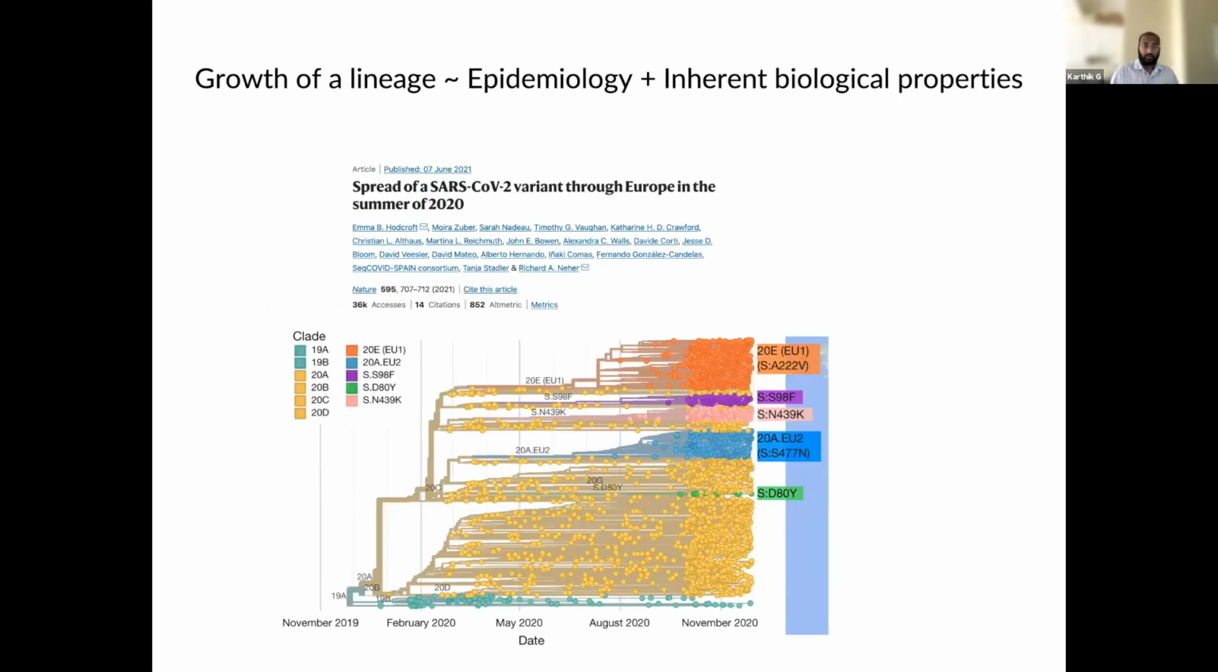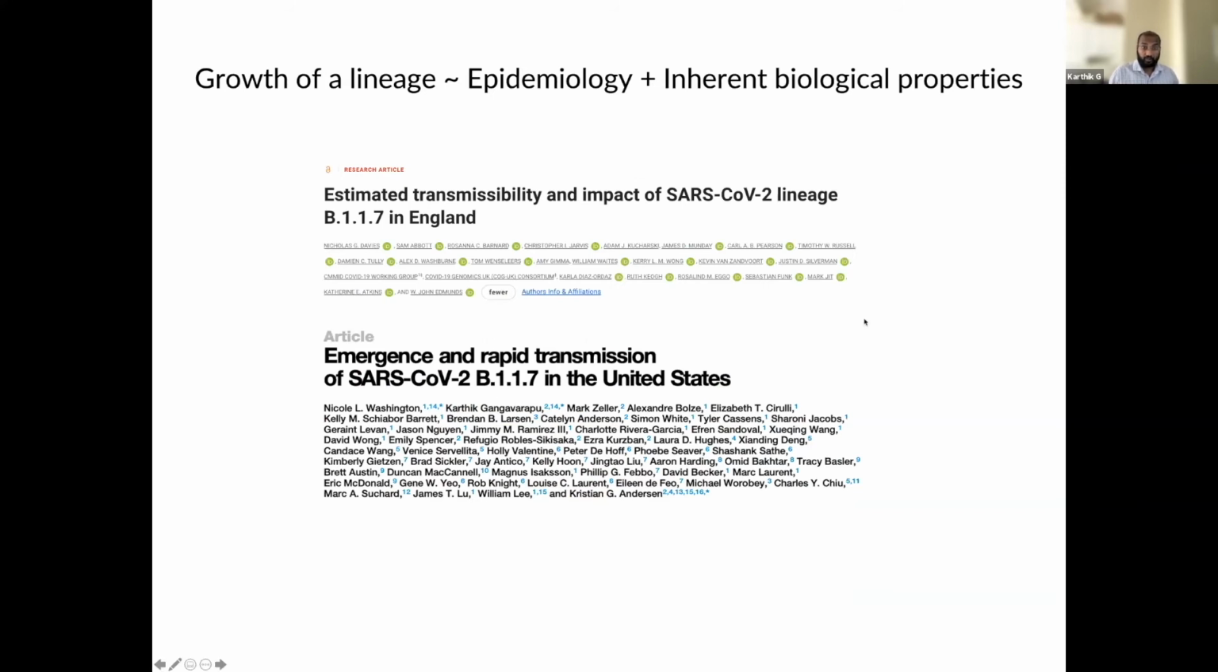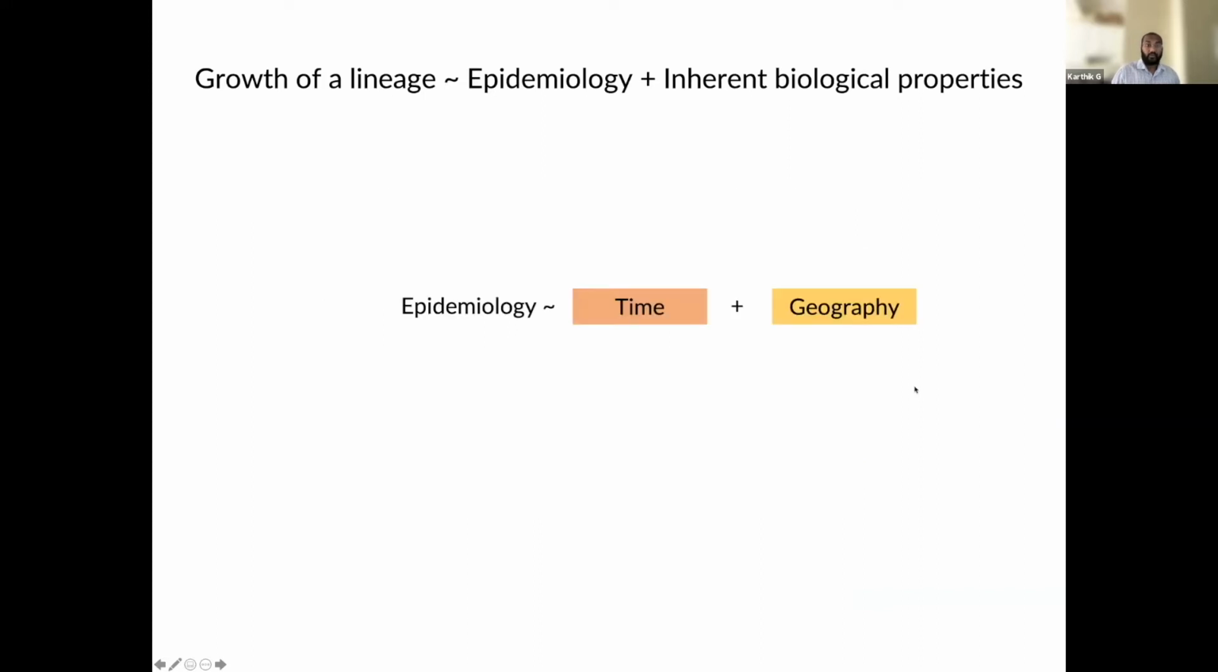Now, the growth rate of a lineage is really a function of two factors, epidemiology and inherent biological properties. One extreme example where epidemiology influences the growth rate of a lineage is the B.1.177 lineage that increased in prevalence in the summer of 2020 in Europe. Initially, it was thought to be because it was inherently more transmissible, but turns out it was only because of an increase in mobility due to travel during the summer. Another example is the variant of concern B.1.1.7, which was shown to be 40 to 50% inherently more transmissible compared to previously circulating lineages. Now, when we break this down even further, we see that epidemiological factors like mask usage or travel vary over time and differ between different regions globally. When we think about inherent biological properties, it's primarily a function of the mutations found in the lineage.